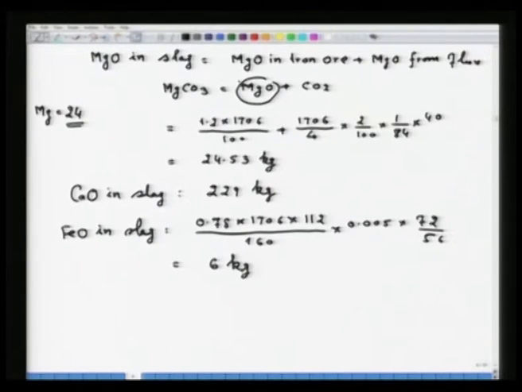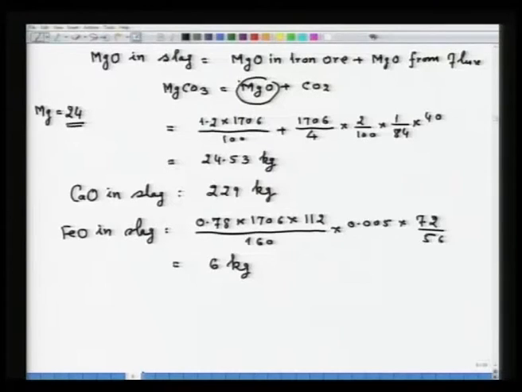Now, with this calculation, the message I want to give is that in this particular problem you have to do the elemental balance or oxide balance, whichever way is convenient to you, in order to get the total amount of slag. The most important thing is to see that you include all sources from where a particular element is in and all sources from where it is out.